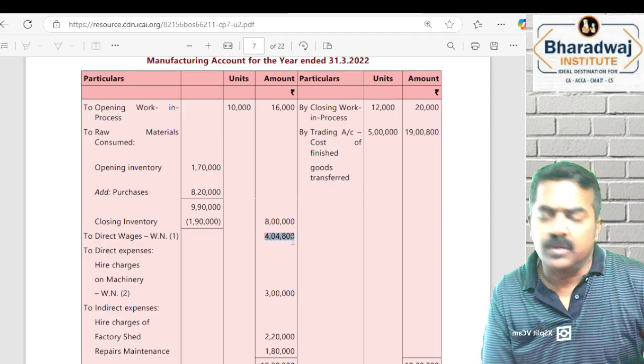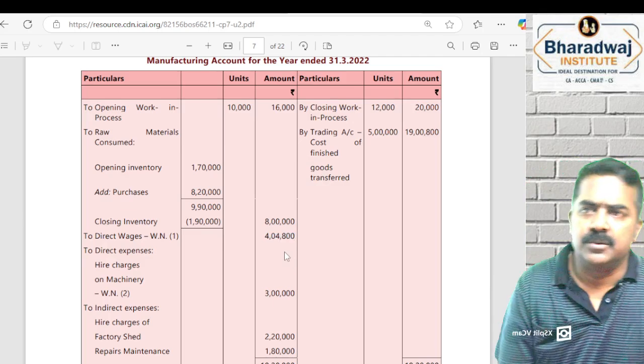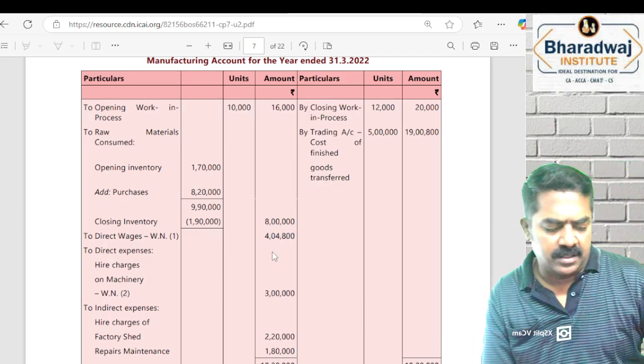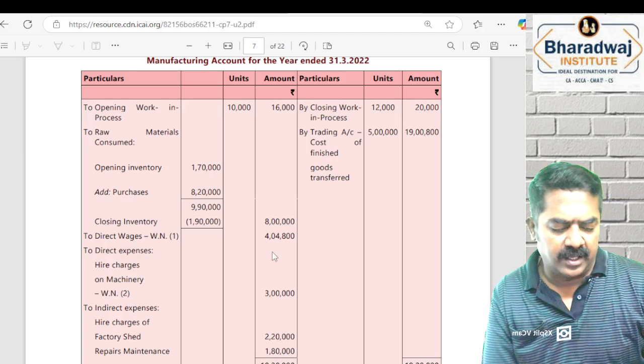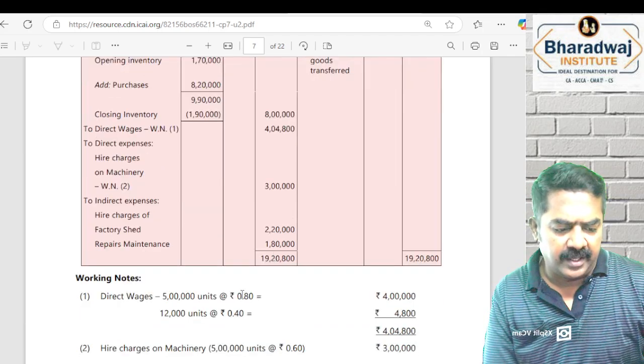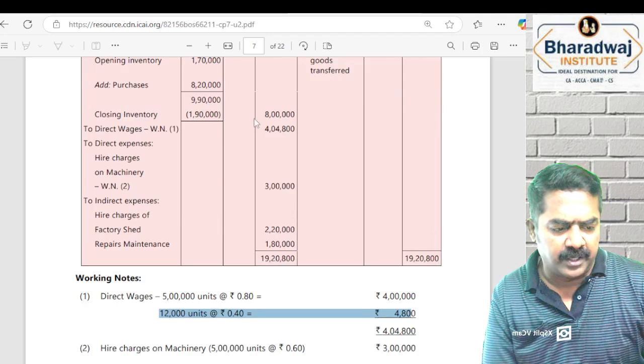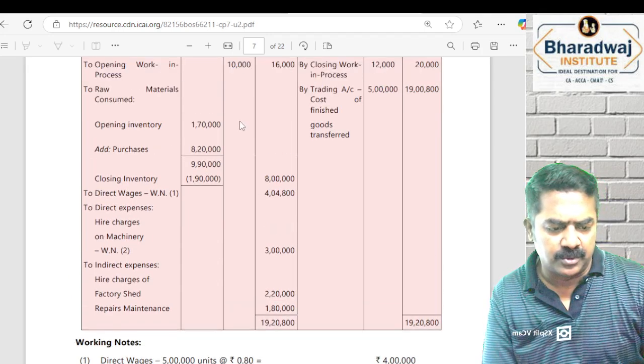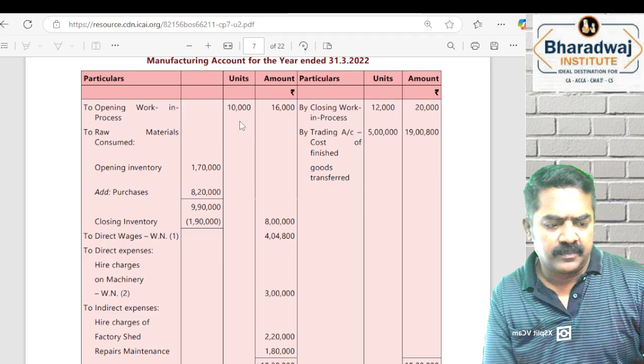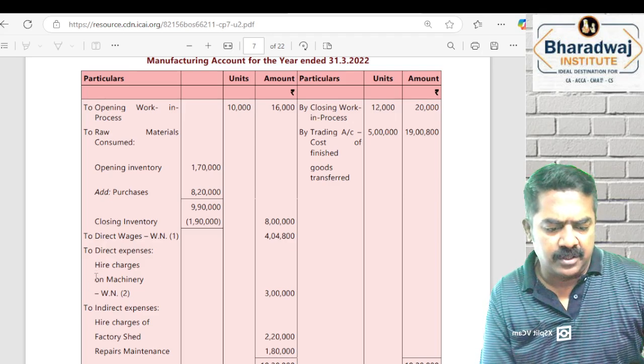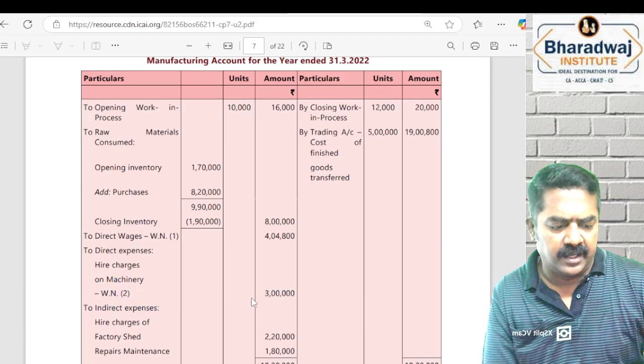Direct wages, any doubt in it? 5 lakhs into 0.8 plus 12,000 into 0.4, 4 lakh 4,800 will come. Hire charges of machine, 5 lakhs into 0.6, 3 lakhs.